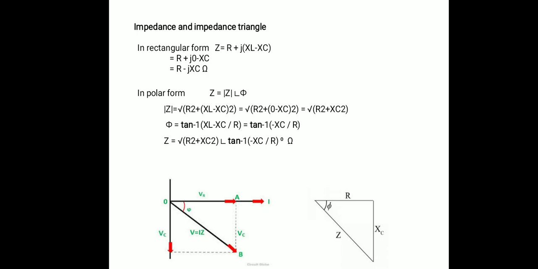In polar form, Z is equal to mod of Z at the angle of theta. Mod of Z is equal to the square root of R square plus X square, where X is XL minus Xc. As XL is 0, we get the square root of R square plus Xc square. And theta is equal to tan inverse of (XL minus Xc) upon R. As XL is 0, it is tan inverse of minus Xc upon R. So Z becomes the square root of R square plus Xc square at the angle of tan inverse of minus Xc upon R degree ohm. These two equations show us the impedance in rectangular form and polar form for the RC series circuit.